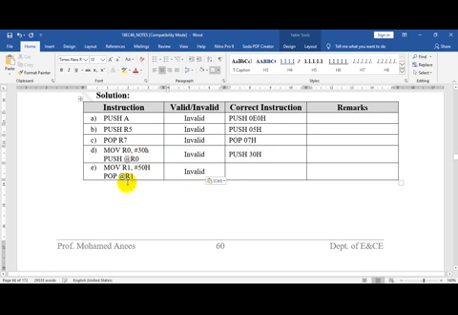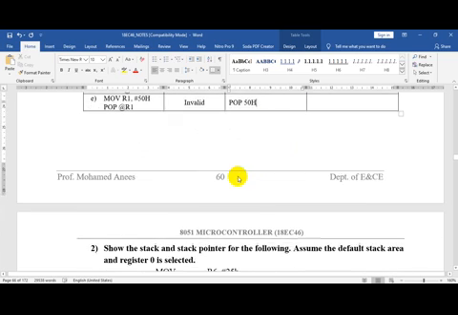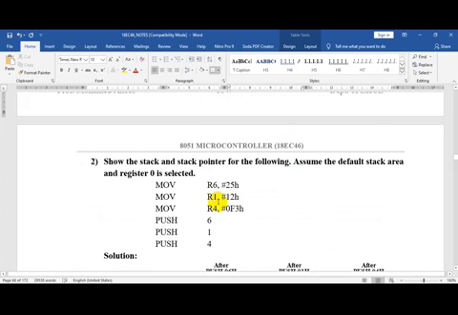This is also invalid because this is indirect addressing mode. Okay, so the correct instruction will be POP 50H. Okay, let's come to the second problem.